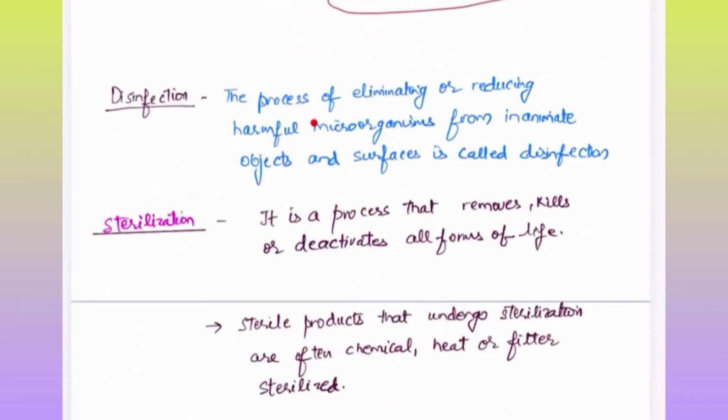Disinfection means the process of eliminating or reducing harmful microorganisms from inanimate objects and surfaces. This is called disinfection. And sterilization is a process that removes, kills, or deactivates all forms of life. And the sterile products that undergo sterilization are often chemical, heat, or filter sterilized.